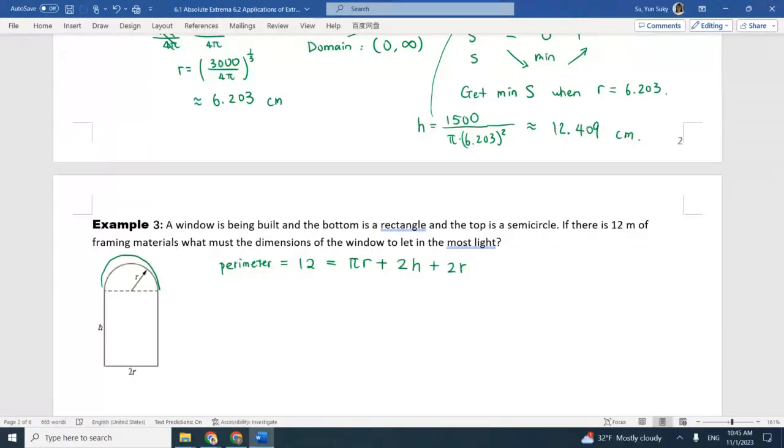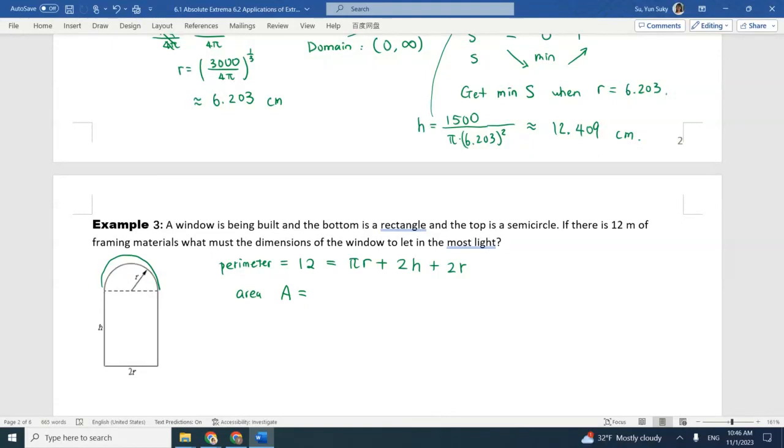Okay, so this is a relation between R and H. And our goal is to let in the most light. So that means we want to maximize the what? How do you let in the most light? The area. Yes, area. If the geometry figure is 2-dimensional, you just say area. But if the geometry figure is 3-dimensional, then you say surface area. So here, area. Let's use A.